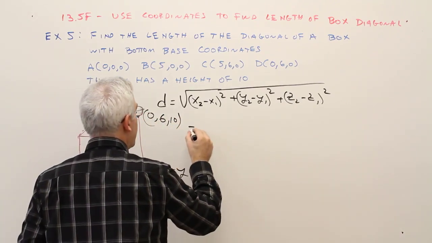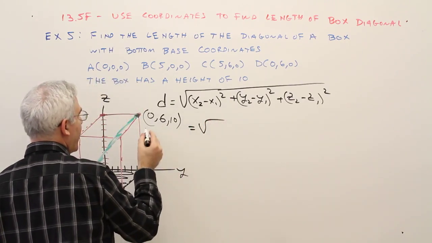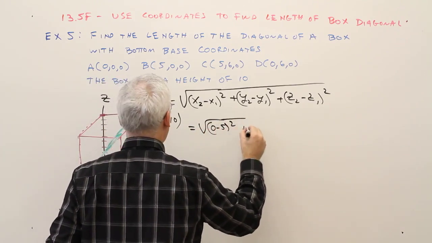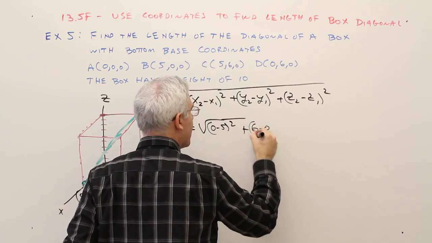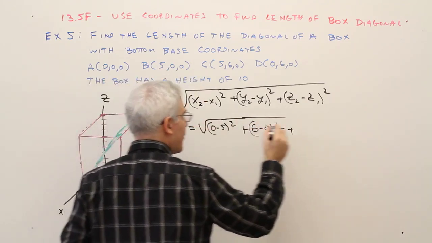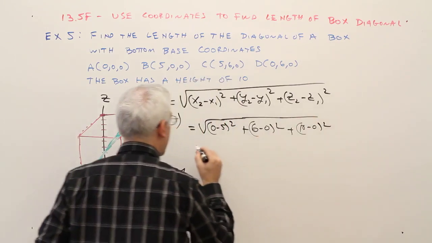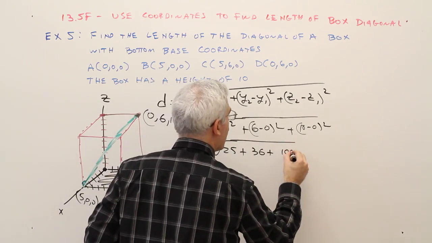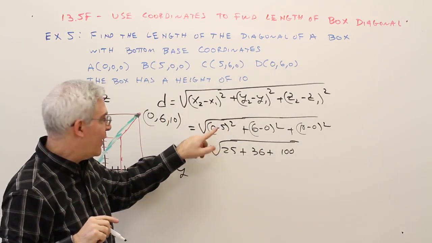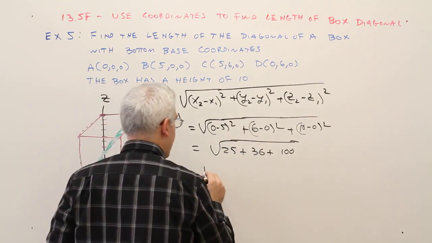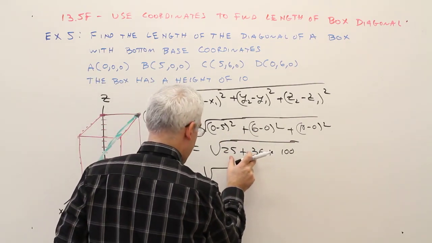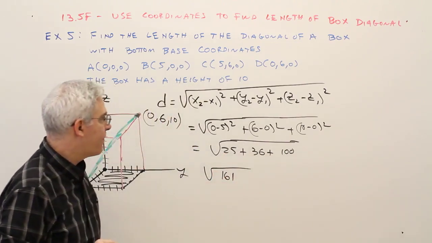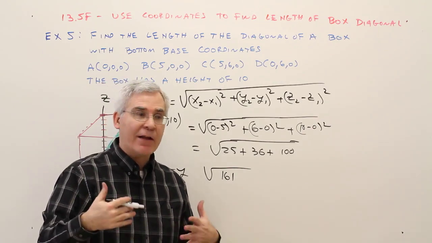All right, so it would be the square root, I'll call these the 2's. So 0 minus 5 squared plus 6 minus 0 squared plus 10 minus 0 squared. That's going to be the square root of 25 plus 36 plus 100, because -5 times -5 is 25, etc. That's going to be the square root of, what do we have here, 25 plus 36 is 61, plus 100, 161. The square root of 161. And we're going to leave our answer in exact simplified form.